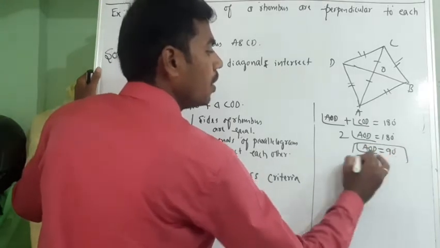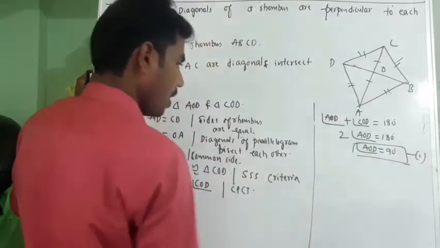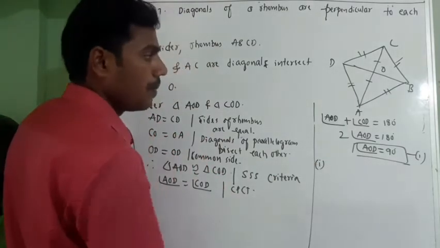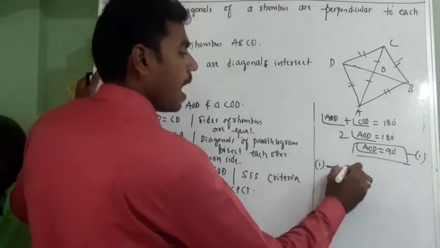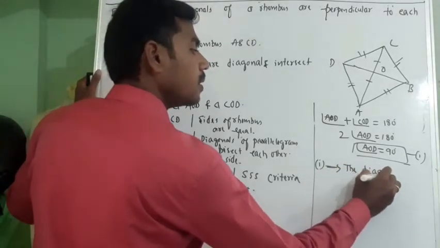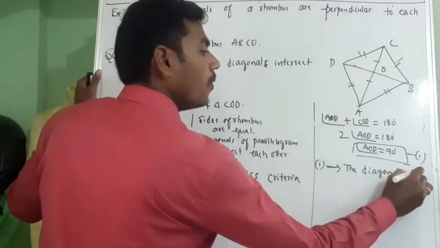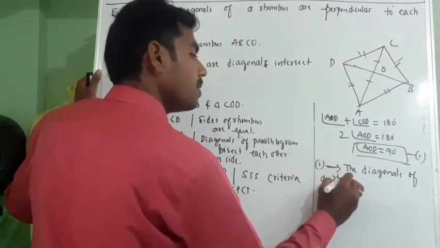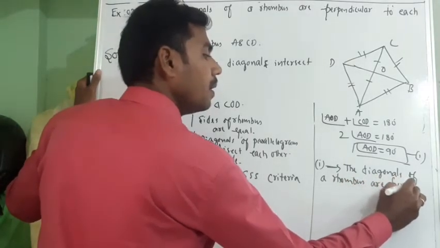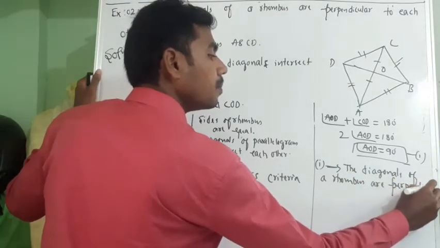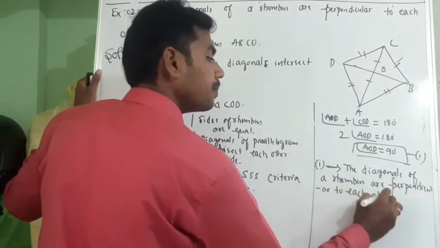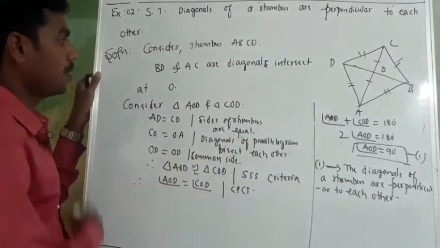So therefore, from equation 1, what does it conclude? The diagonals of a rhombus are perpendicular to each other. So please note this down.